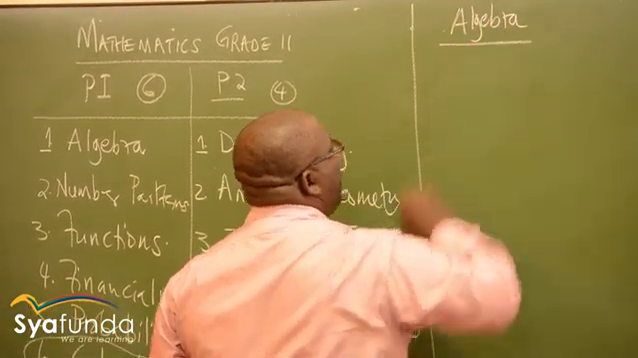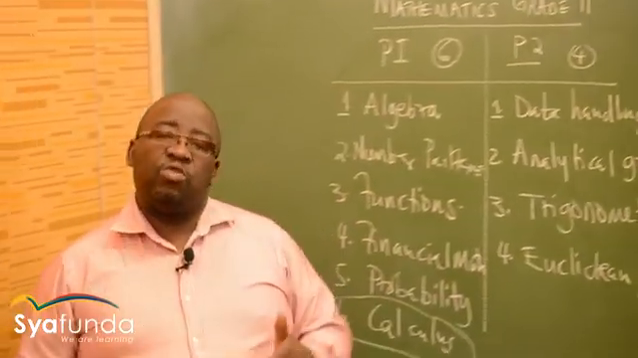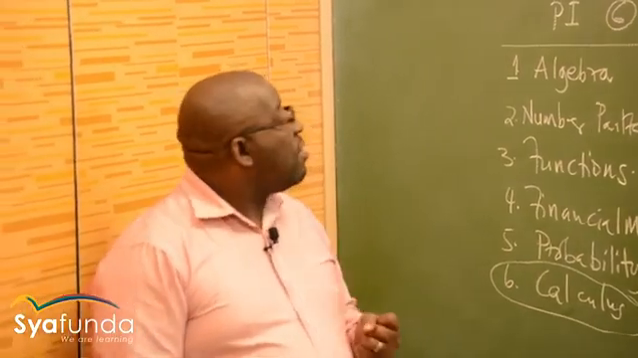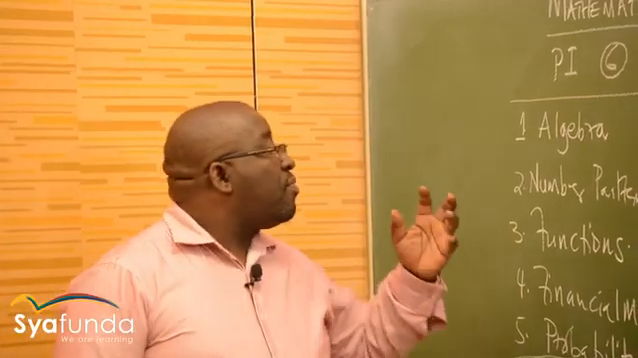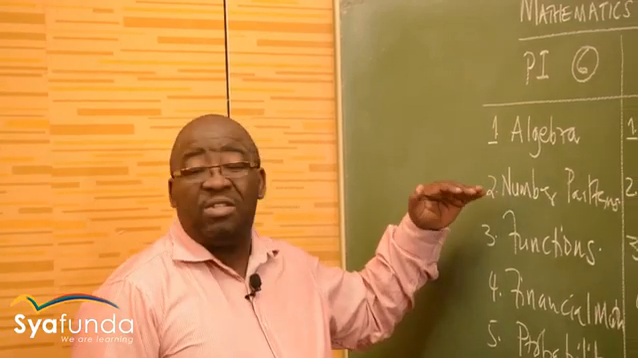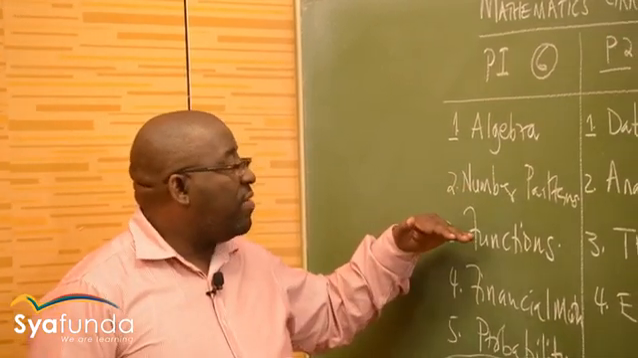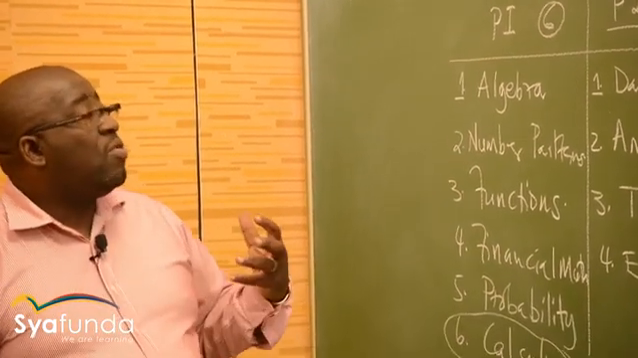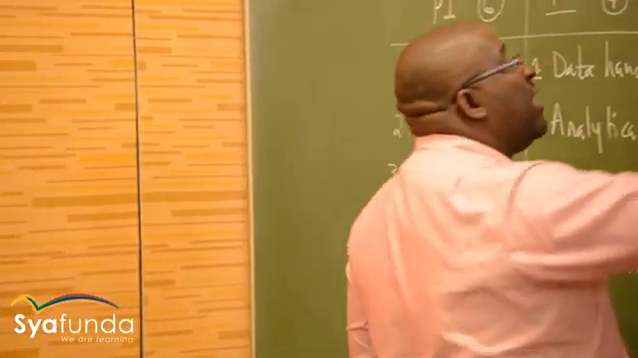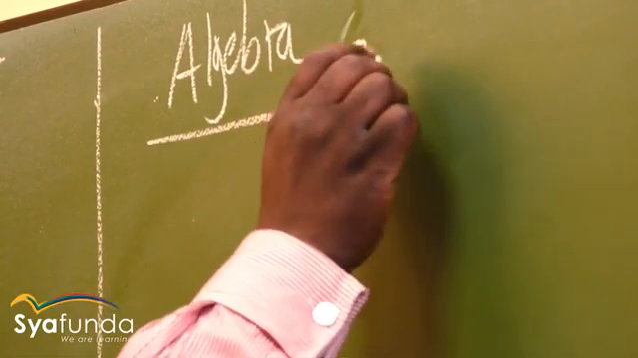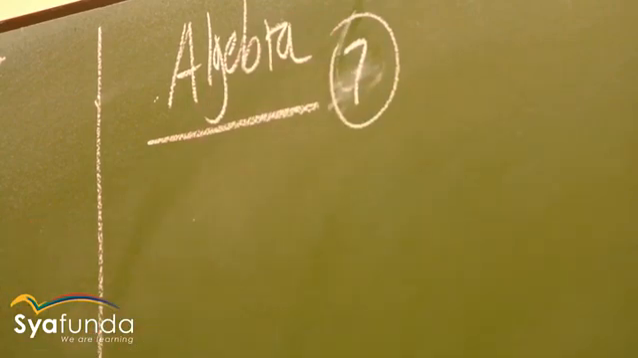This is a very big topic. It has between 20 to 25 marks in our examinations. So we must grab all these marks with all that we can. Remember, number patterns is also subdivided into 3 parts, this one into 5, and so on and so forth. So when we look at algebra today, we must know that it is subdivided into 7 subtopics that we must understand so that we can say we are okay with algebra.